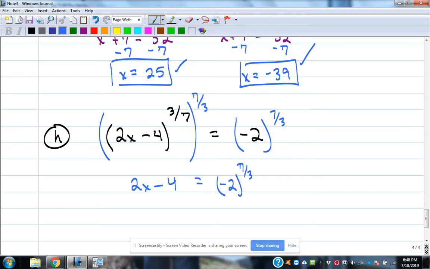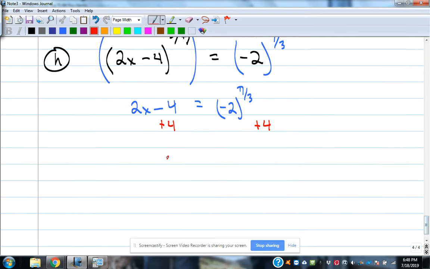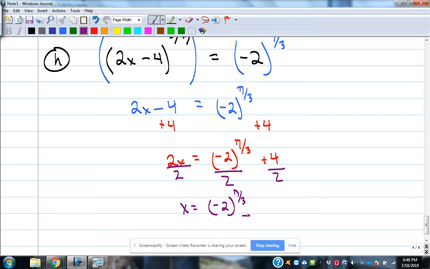Okay? So how do we get x by itself for this problem? You're just going to add 4 to both sides, and that's going to give us 2x is equal to negative 2 to the 7/3 plus 4, and then one more step. Divide everybody by 2. And so that's going to give us x equals negative 2 to the 7/3 over 2, plus 4 divided by 2, which ends up being 2. And I find that answer.